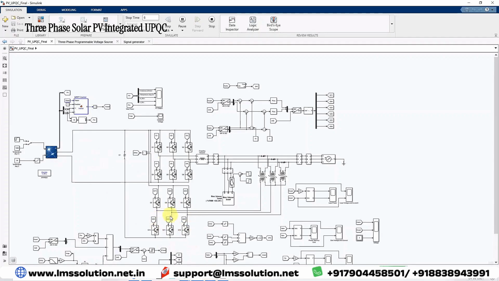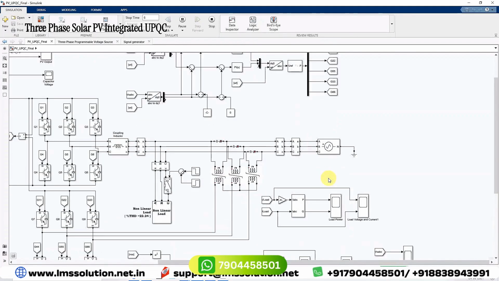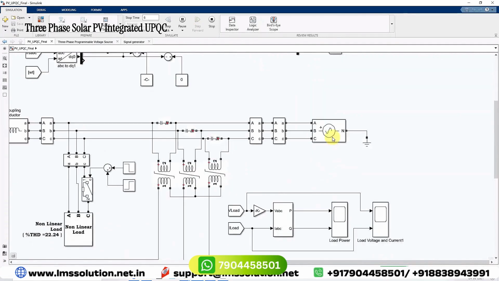The series voltage source converter is going to inject the voltage based upon the condition, that means the sag or swell condition of the grid side. So here we have created three conditions: one for voltage sag, another one for voltage swell, and another one for unbalanced load.